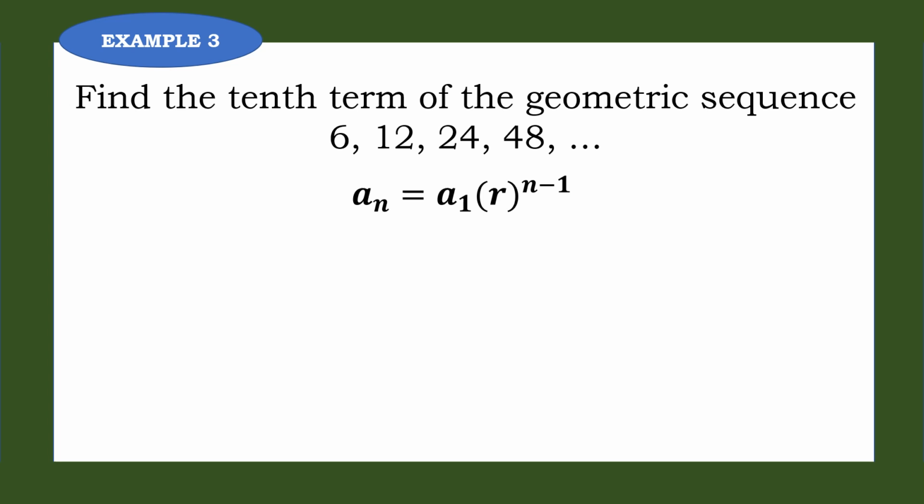In this case, I'll be using the second and the first term. So the common ratio is equal to 12 divided by 6, and that is equal to 2. So the common ratio is 2. Now, the first term here is 6, while the number of terms is 10.